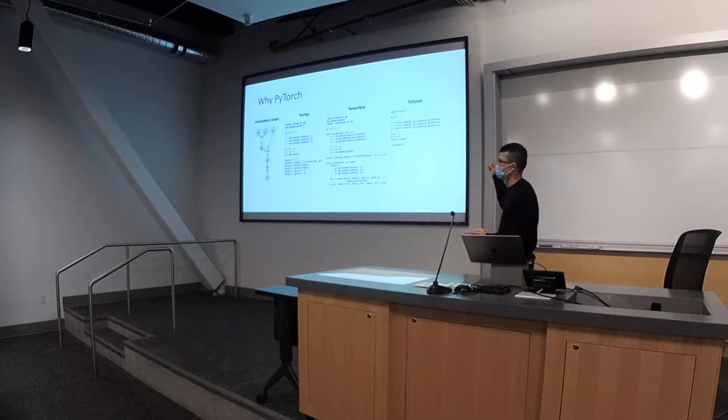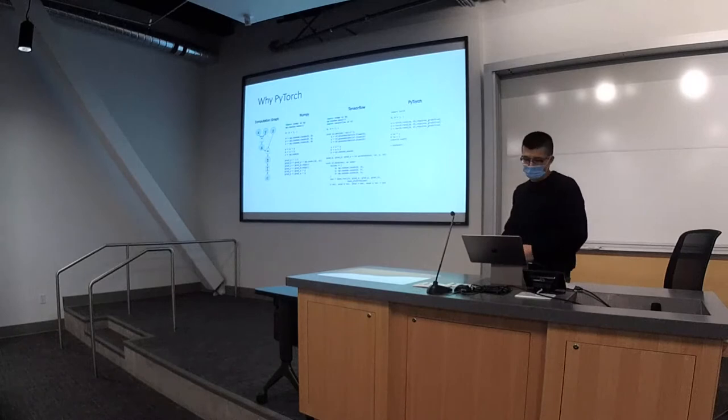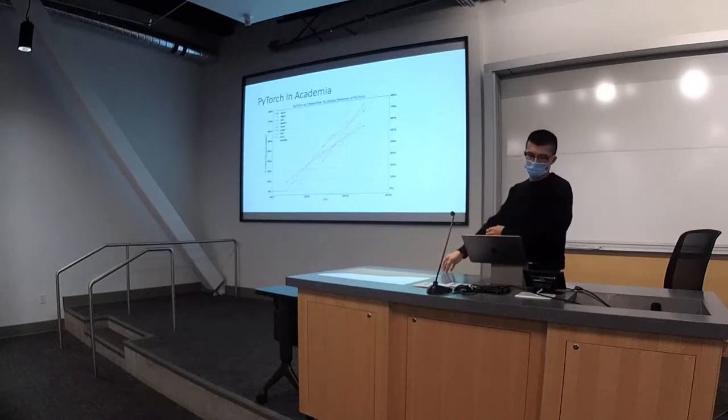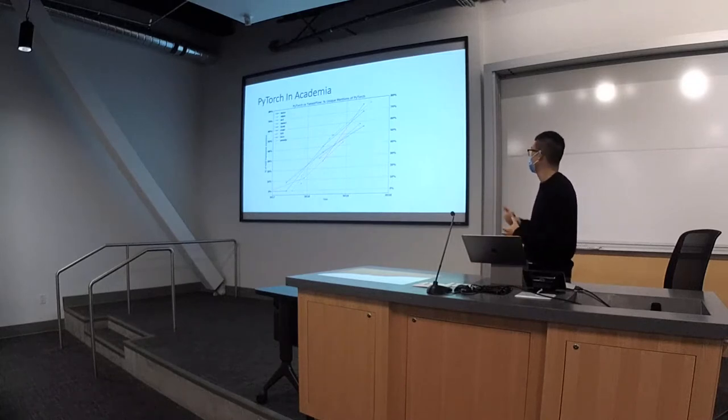And this is the PyTorch code. This is much more concise than TensorFlow 1 and NumPy. PyTorch actually is the number one tool in academia. This figure shows the report on different top-tier artificial intelligence conferences, how many accepted papers used PyTorch as their development tool. You can see after 2019, PyTorch is becoming the dominant tool because it is easy to use.